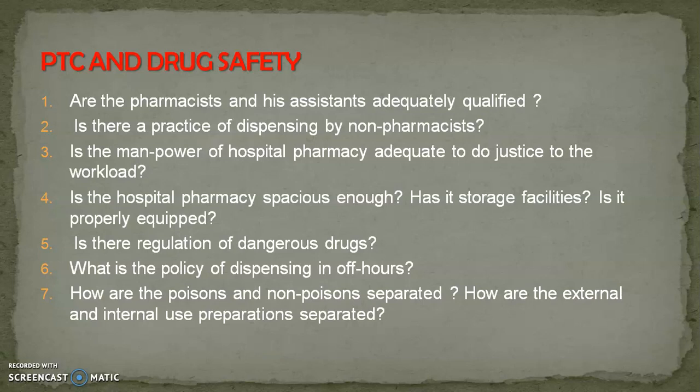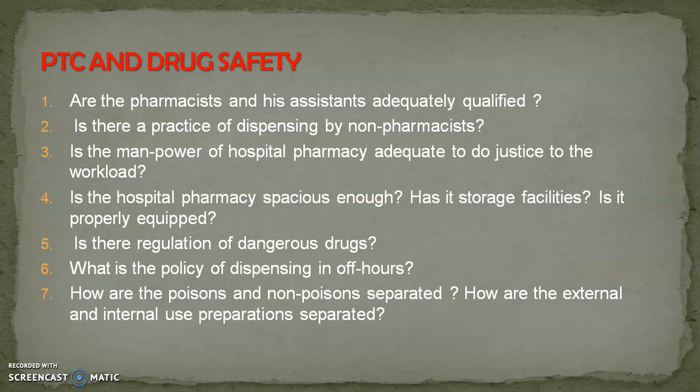PTC and drug safety. So, how are they related? How can the PTC identify whether a drug is safe for the patient or not? For this, the Pharmacy and Therapeutic Committee needs to ask various questions, which are as follows. First question, are the pharmacist and his assistants adequately qualified? Second, is there a practice of dispensing by non-pharmacists? Third, is the manpower of the hospital pharmacy adequate to do justice to the workload? Fourth, is the hospital pharmacy spacious enough? Does it have storage facilities? Is it properly equipped?